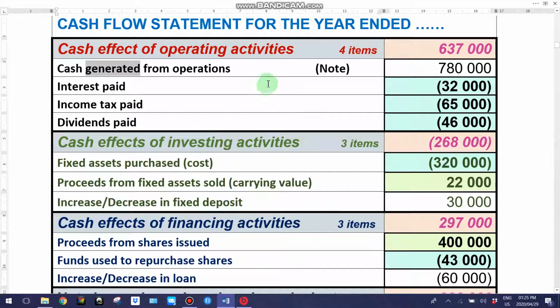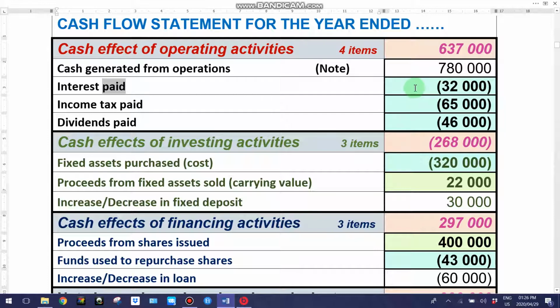The next item that you will list under operating activities would be interest paid. Interest, I want you to focus on the words here. It's paid, interest paid, tax paid, dividends paid. The first thing is, it's giving you a clue if you see the word paid. So obviously that is an outflow of cash.